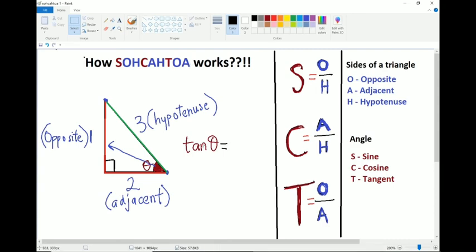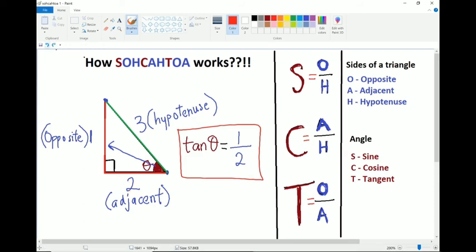Okay, so using that, we're going to know that the tangent of theta is going to have to be the opposite side of the angle, which is 1, right? So that's the O, opposite. So that's the 1 over the adjacent, right? The adjacent part of the angle, which is 2. And that right there is your tangent. So tangent is 1 over 2, right? The side 1 over the side labeled 2.